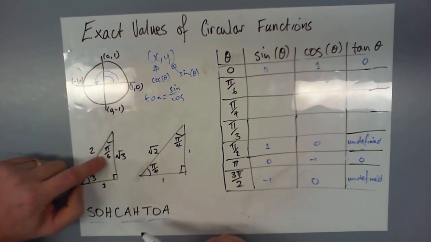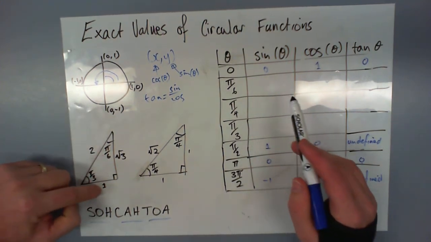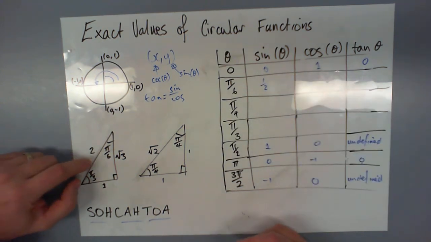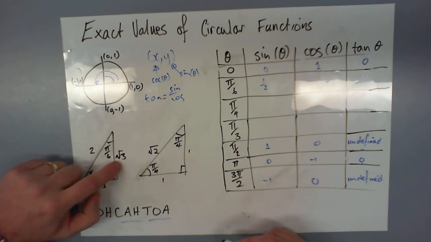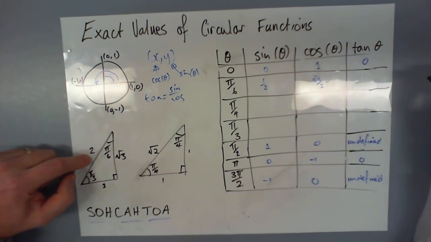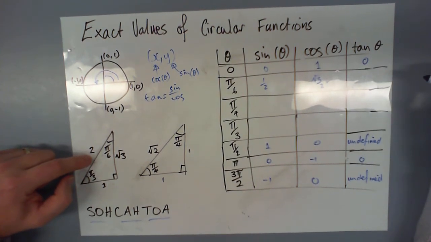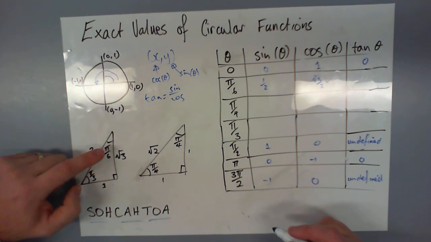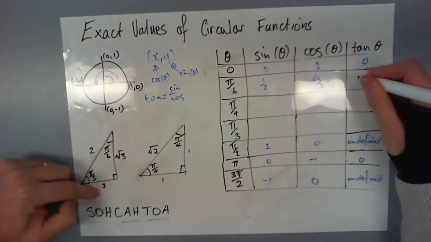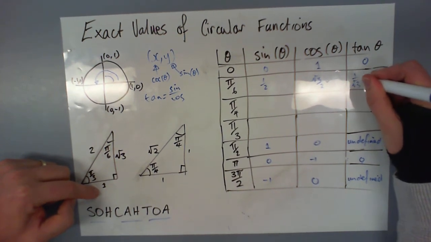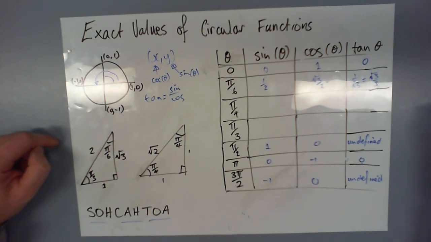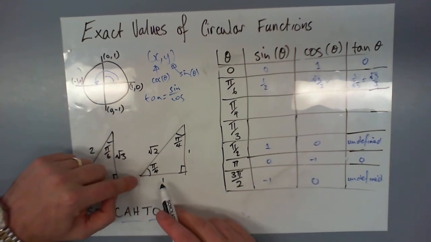If I look at pi on 6, I want sine. Sine is opposite over hypotenuse, so that's going to be 1 on 2. Cos is adjacent over hypotenuse, which will be root 3 on 2. Then tan is our opposite over our adjacent, so we get 1 on root 3, which is also equal to root 3 on 3 if we rationalise the denominator.